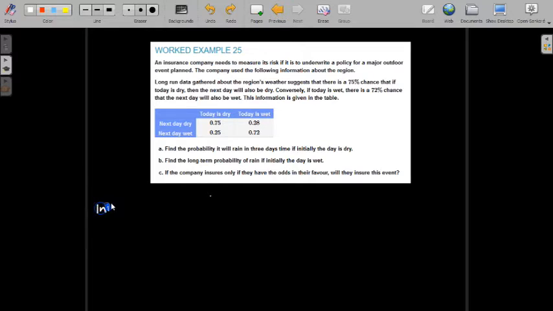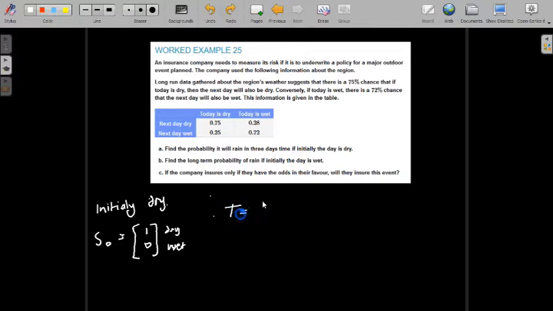So initially we start as dry, which means our S naught is going to be 1 and 0. So we're starting at dry. So dry and wet. So wet's going to be on the bottom, dry is going to be on the top.